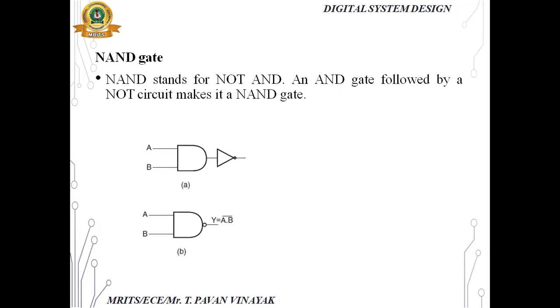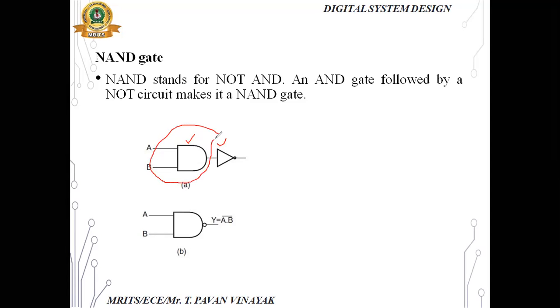So this is the symbol. See, AND gate with NOT means complementing the AND gate output. AND gate output is complemented. So we can simply represent it as AND with a small bubble. Okay, this is AND gate. AND gate with a small bubble, then we call it NAND. So this is the basic symbol. This is a two input NAND gate. Okay, let us see the truth table.